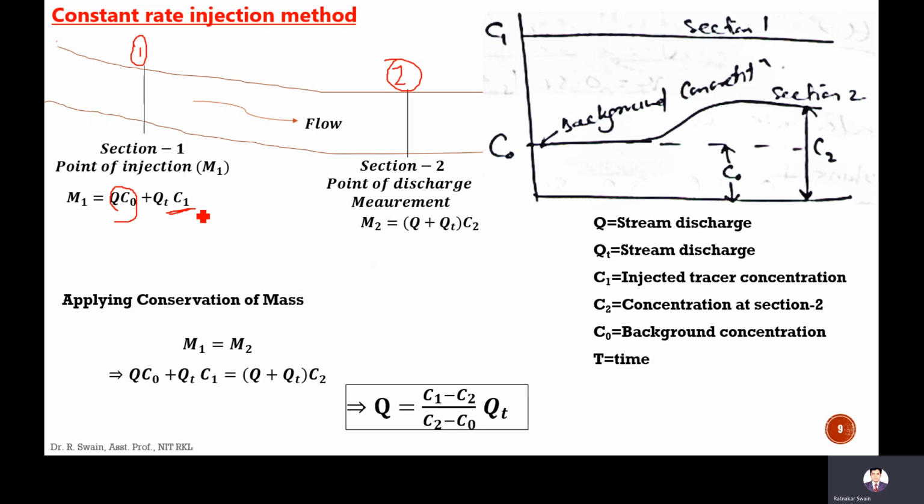Q is the stream discharge. QT is not the stream discharge, just one mistake here. QT is the discharge of the tracer solution.